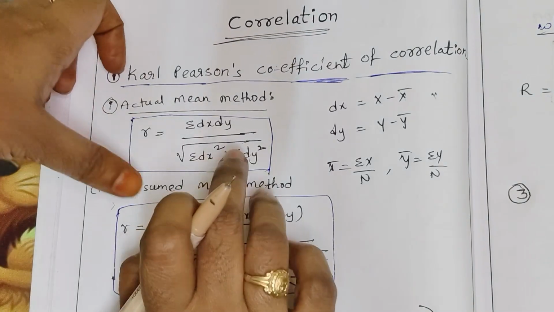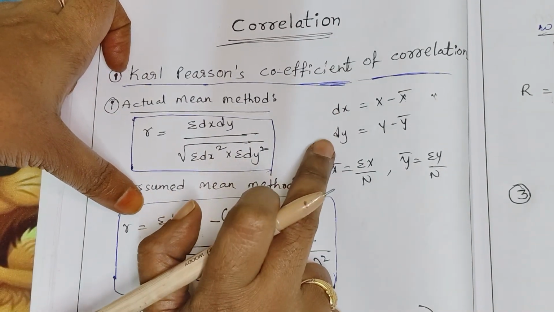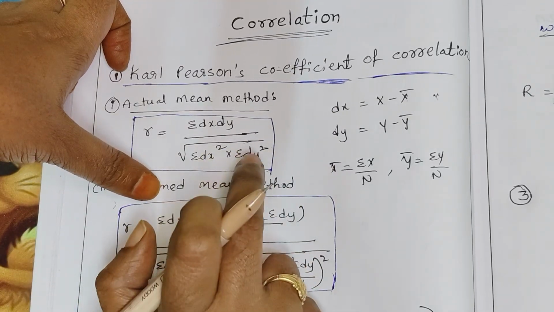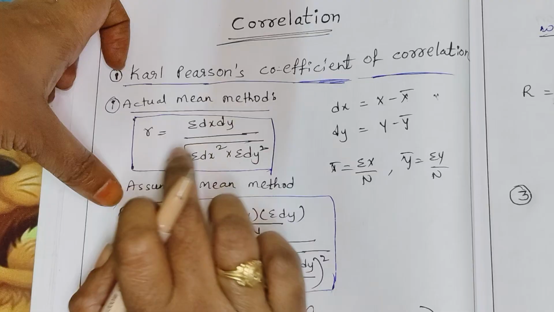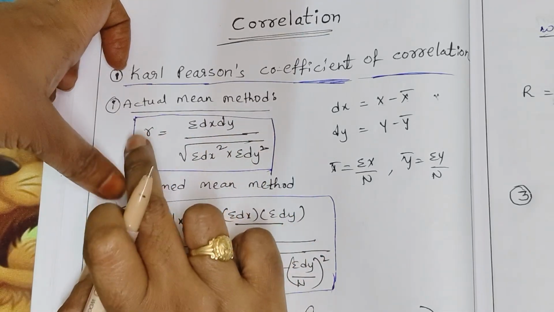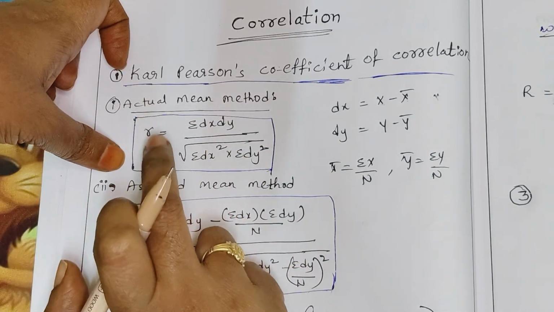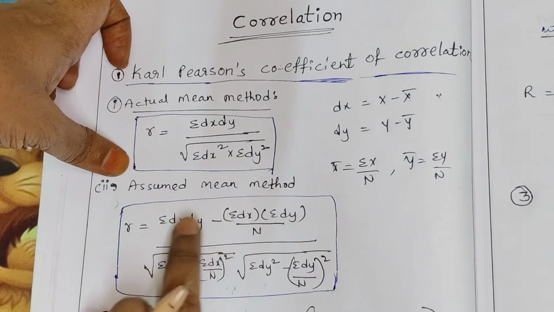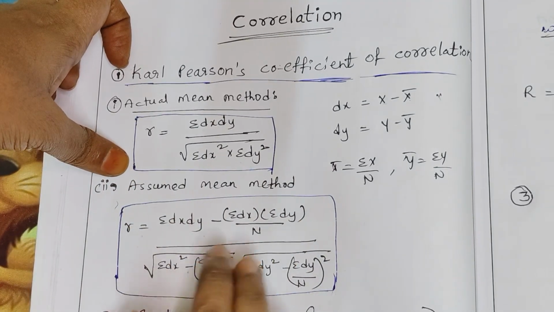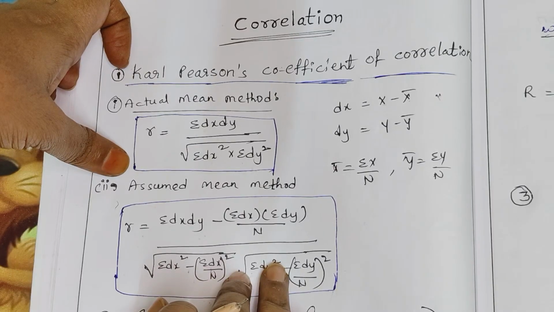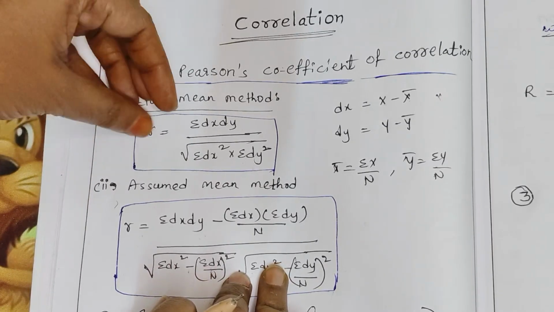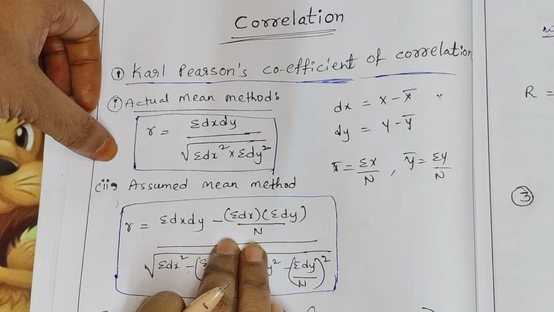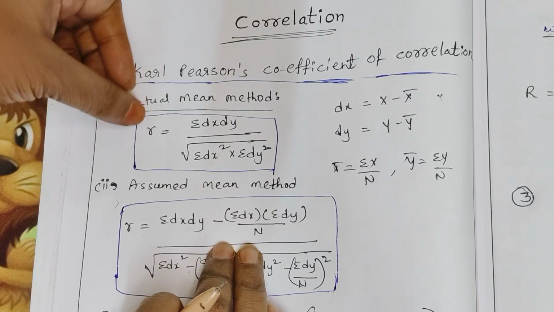If you know the dx values and dy values, by using them we can calculate the dx square and dy square values. With that information, we can apply this formula and you will get the r value. One example we'll see. We can use the assumed mean method also for the same problem, but the formula will be big, though easy to calculate and easy to remember. After doing this sum, we will go to the assumed mean method in the next class. Now we are discussing the actual mean method.